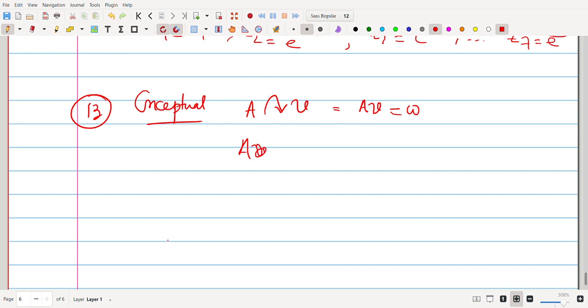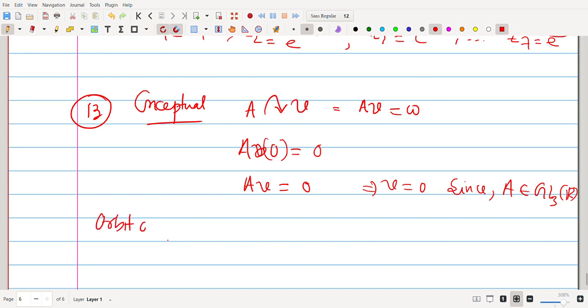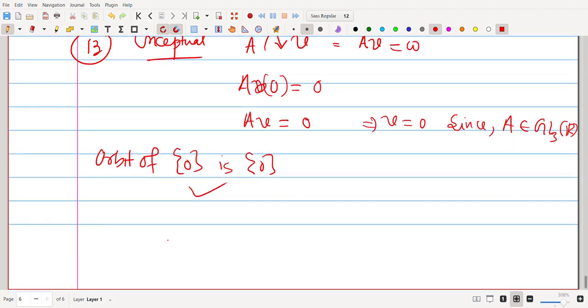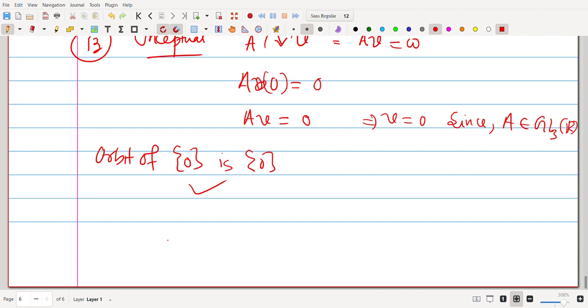So see, if you take the 0 vector and A is always from GL3R, that means A of 0 is 0, that is true always because A is a linear map. And if A of V is 0, that will imply V is 0, since A belongs to GL3R. A is invertible, so V cannot be non-zero. That means the orbit of 0 is a singleton, 0 itself. Right? Now take any non-zero vector V.